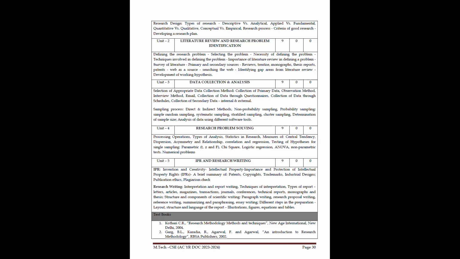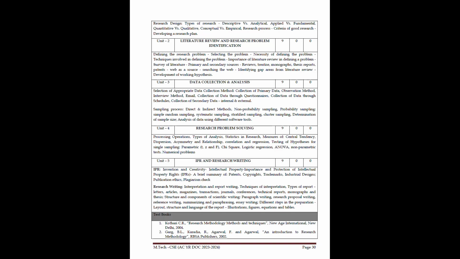In Unit 4, you'll be learning about research problem solving. This deals with mathematics a lot: processing operation, types of analysis, statistics in research, measures of central tendency, dispersion, asymmetry and relationship, correlation and regression, testing of hypothesis for single sampling, parametric T, Z, and F, chi-square, logistic regression, ANOVA, and non-parametric tests, numerical problems.